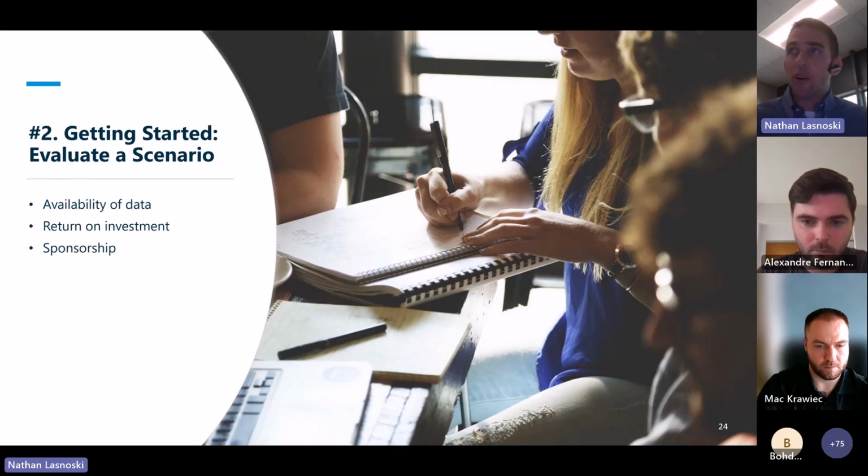And this is a scenario where you really have to think hard of, is this something that if I invest in it is going to deliver value for my organization? And there are so many scenarios that deliver value. So start with finding a scenario that has the data and has a return on investment, and you will get sponsorship from the business because they realize that there's value.